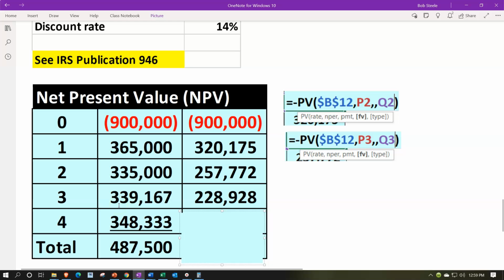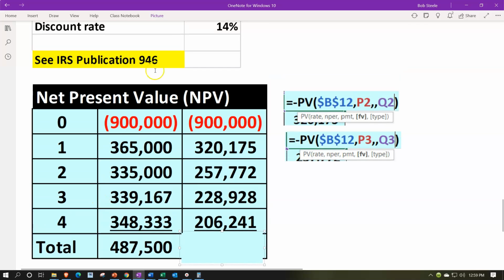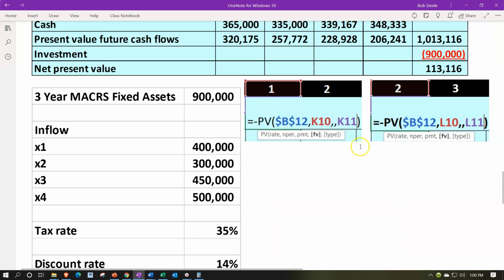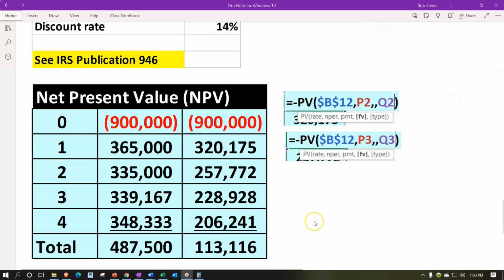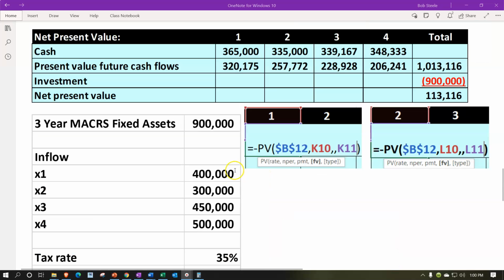The 339,167 discounted 3 years back at the 14% is 229,928. And the 348,333 discounted 4 years back at the 14% is 206,241. Adding these up, we get once again to the 113,116, matching what we got up here in the horizontal method.